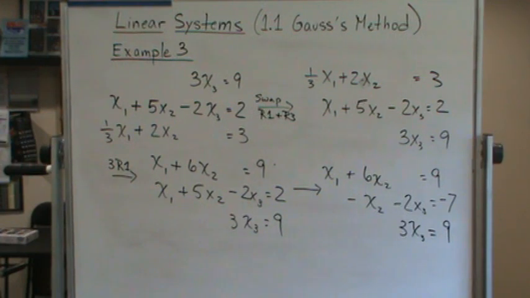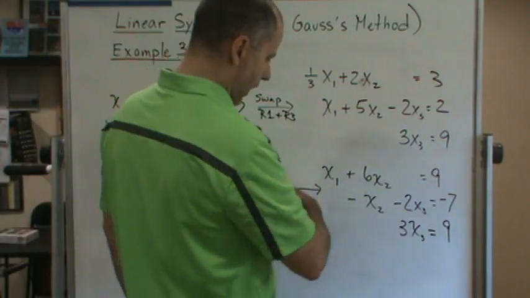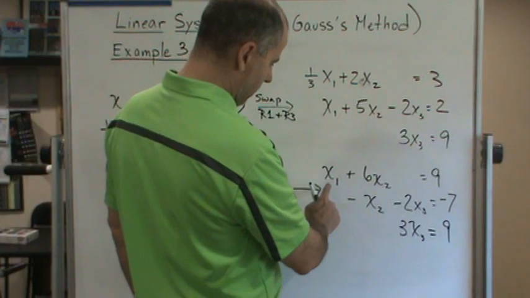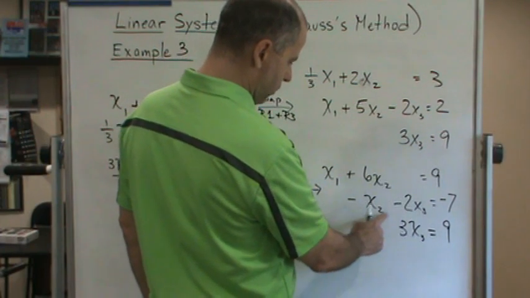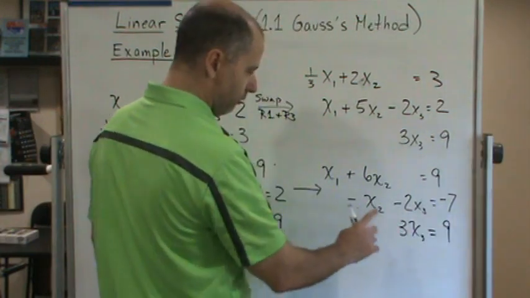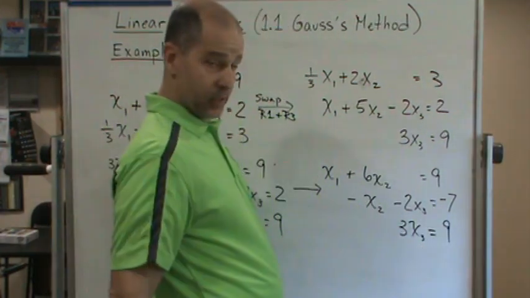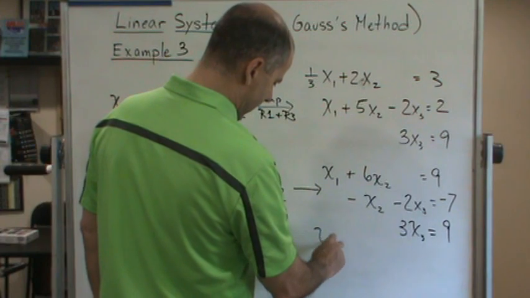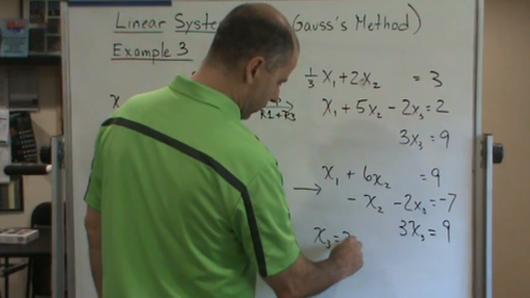Now, these steps have brought the system to a form that we can easily solve for each variable. If we look here, we've got 2 variables here, 2 variables here, and this one can easily be solved. So we can easily solve for x3. So x3 is going to equal 3.